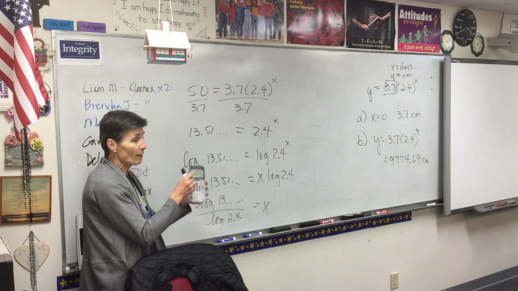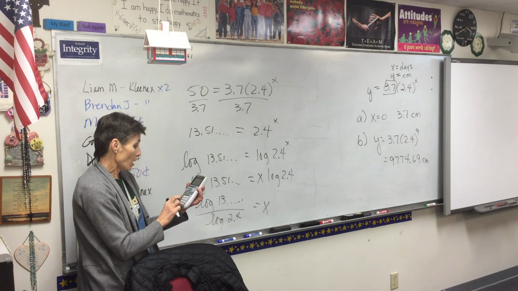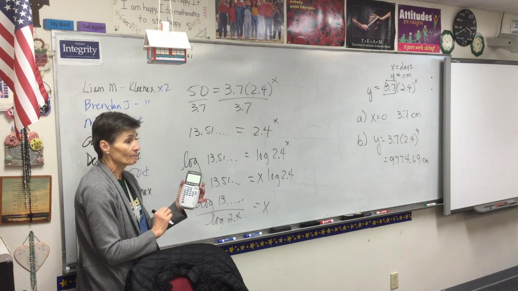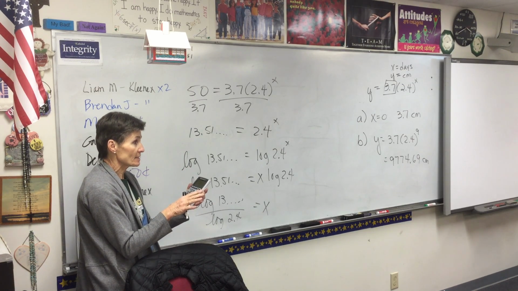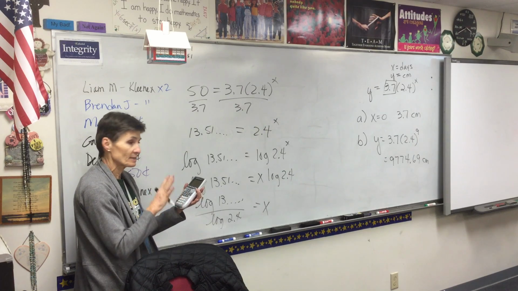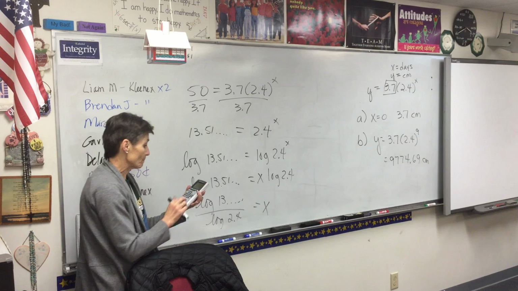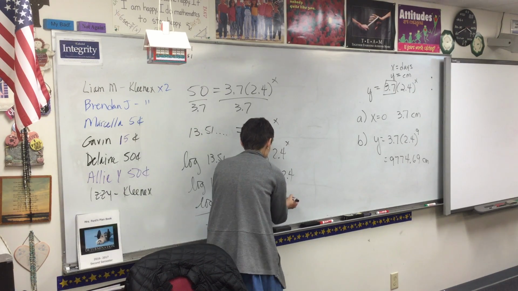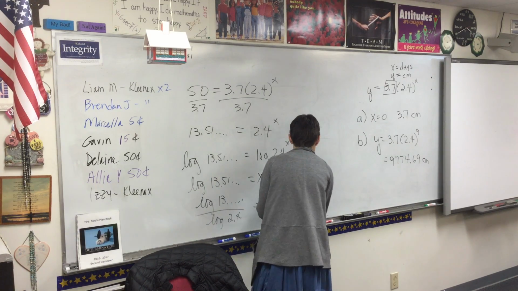Now that big ugly number is right on my calculator right now. So I'm going to do log, second answer, close the parentheses. Remember, you always have to close the parentheses, and then divide it by log 2.4. So your answer is 2.97 days.